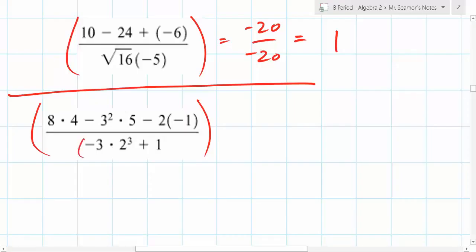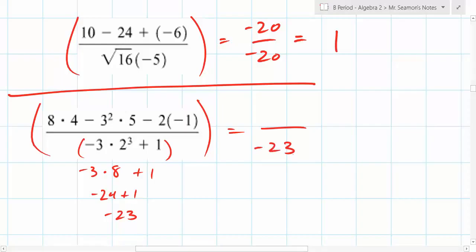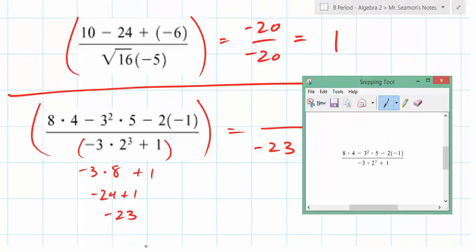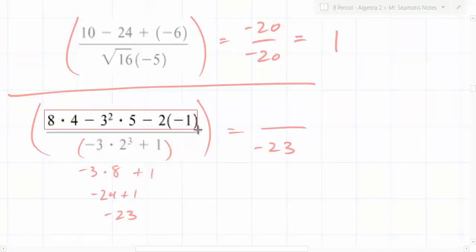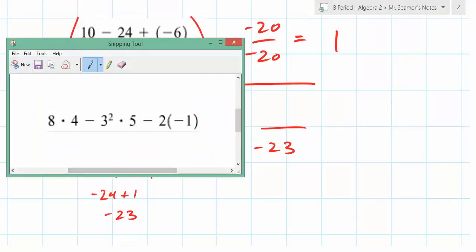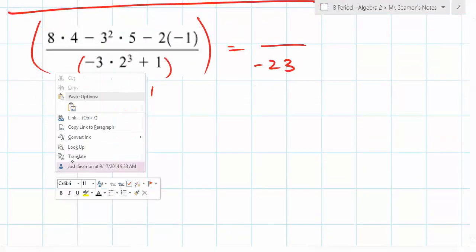Let's do the easy one right here. That's going to be negative 3 times 8 plus 1. What's negative 3 times 8? 24. So you have negative 24 plus 1. This is negative, so this is equal to over negative 23. This one, by far, is the one that people are messing up the most. So let's do it separately, right here.